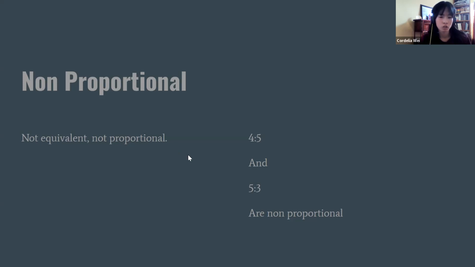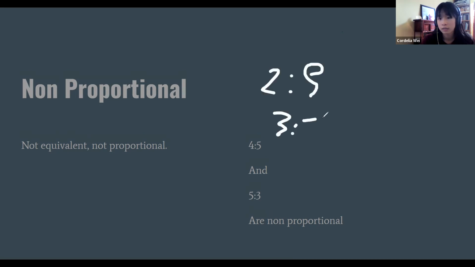Non-proportional. Non-proportional just means that they're not equal, or not proportional, which means equal. So for instance, 4 to 5 and 5 to 3 are obviously not proportional. So can you give me a set of non-proportional ratios? 2 to 5 and 3 to 7. So 2 to 5 and 3 to 7.